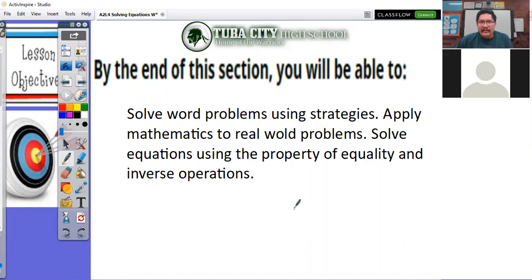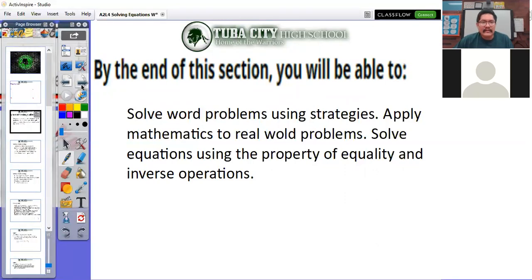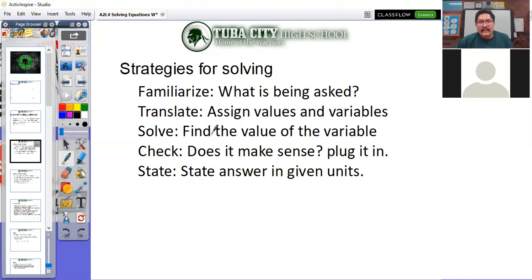So again, we're working on word problems. By the end of this, you'll be able to solve word problems using the strategies I'm giving you. Apply mathematics to real world problems. Some of these are real world. Solve equations using the property of equality and inverse operations. So those are some of the things that we're going to be doing today. Okay, so here are some steps.